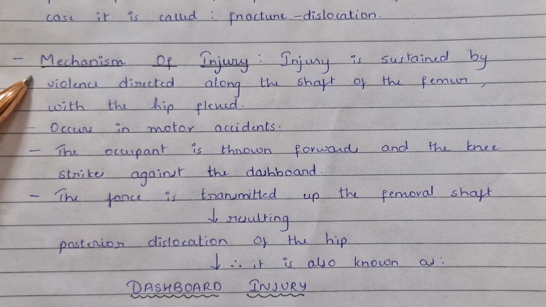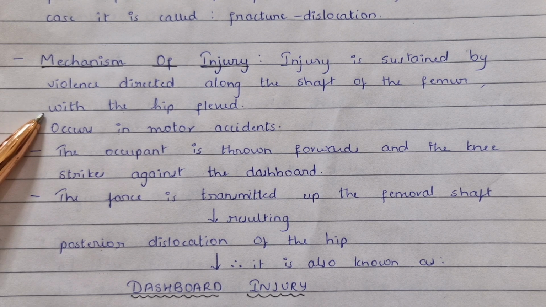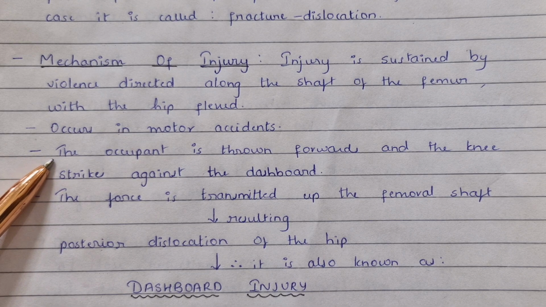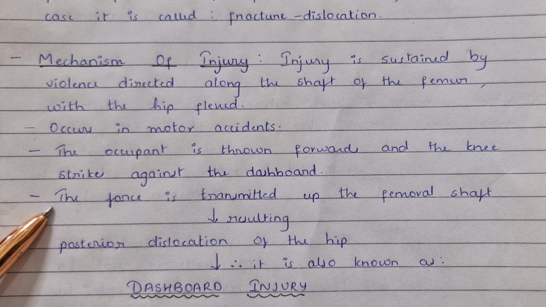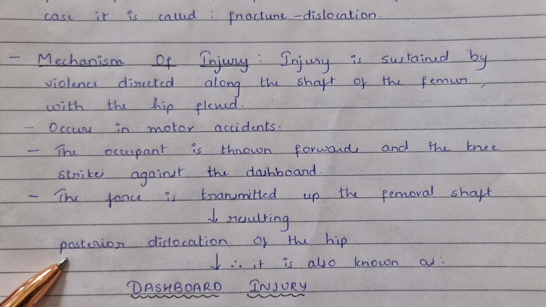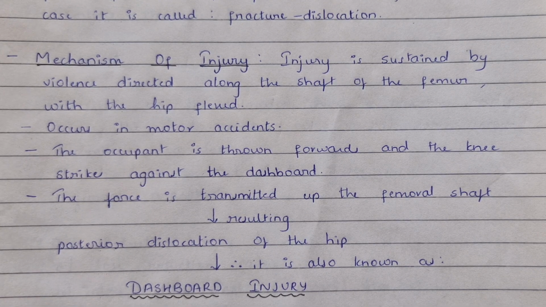Mechanism of injury. The injury is sustained by violence directed along the shaft of the femur with the hip flexed. This occurs in motor accidents. The occupant is thrown forwards and the knee strikes against the dashboard. The force is transmitted up the femoral shaft, resulting in posterior dislocation of the hip. Therefore, it is also known as the dashboard injury.